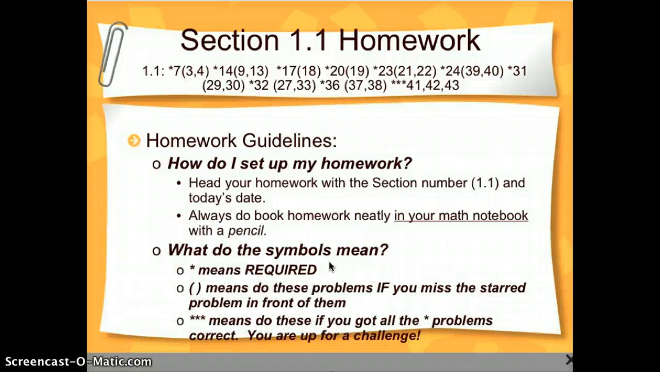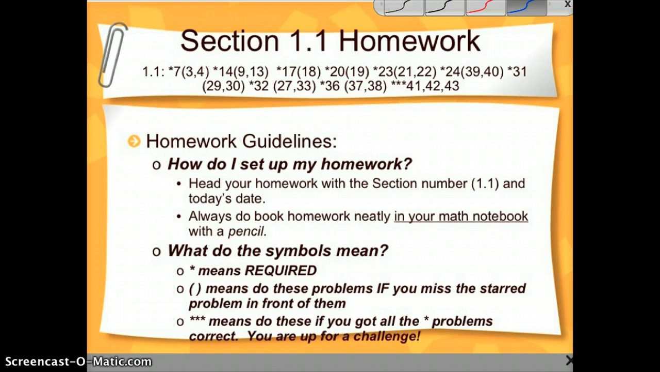Look up at the top there. You're going to notice some weird symbols. You're going to notice that there are some stars. You also might see some things in parentheses. And sometimes you might even see these little triple stars. Okay, those all mean different things.